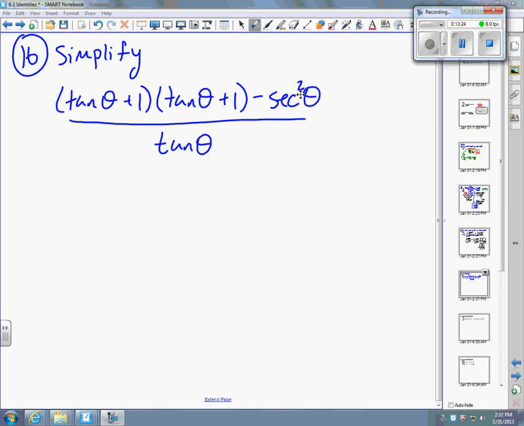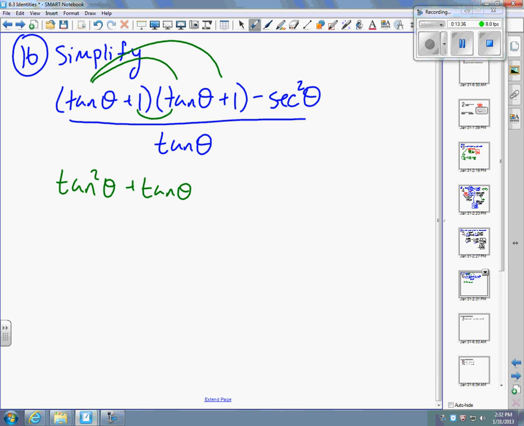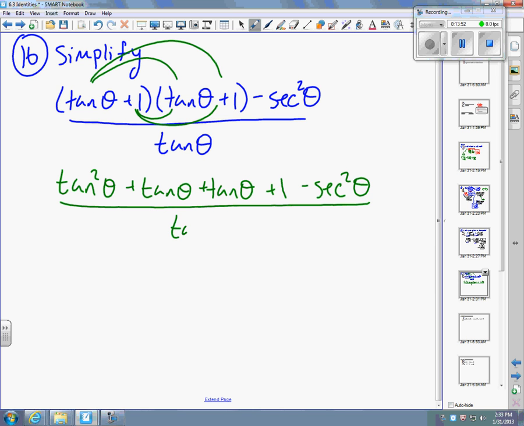Okay, this is a multiplication problem, so let's do some double distributing. Tangent squared plus a tangent. Notice this is not a difference of squares, so you are going to get some middle terms. Copy the minus secant squared, and put this entire thing over a tangent.